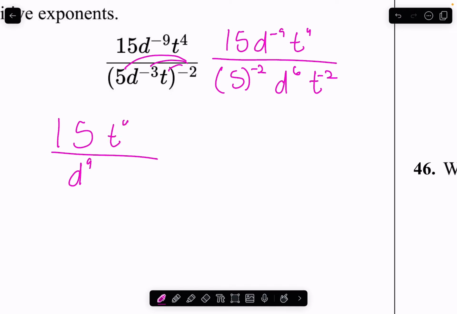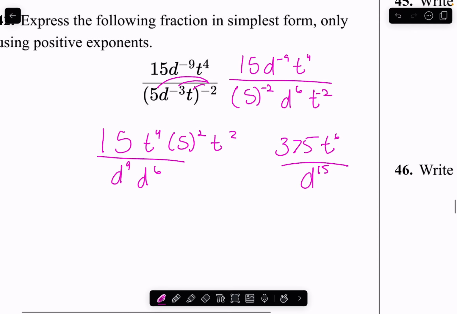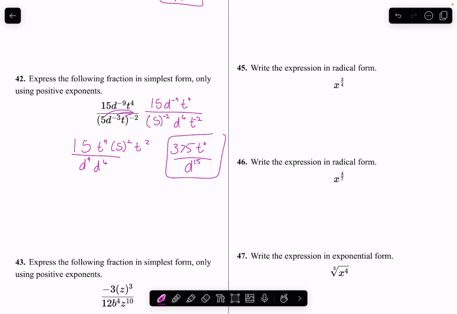My t to the 4th can stay on top. My 5 to the negative 2 gets moved up. My d to the 6th stays on the bottom. And then my t squared gets moved up. All right, so then we can go ahead and multiply the stuff on the top. So we end up with 15 times 25, which is going to give me 375. And then I end up with t to the 6th. And then at the bottom, we just get d to the 15th. Now, we can't simplify this anymore because the t and the d cannot go together, so we are done. All right.